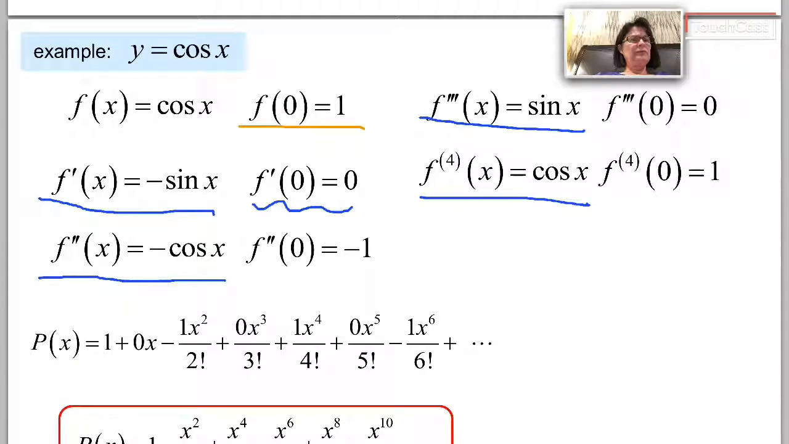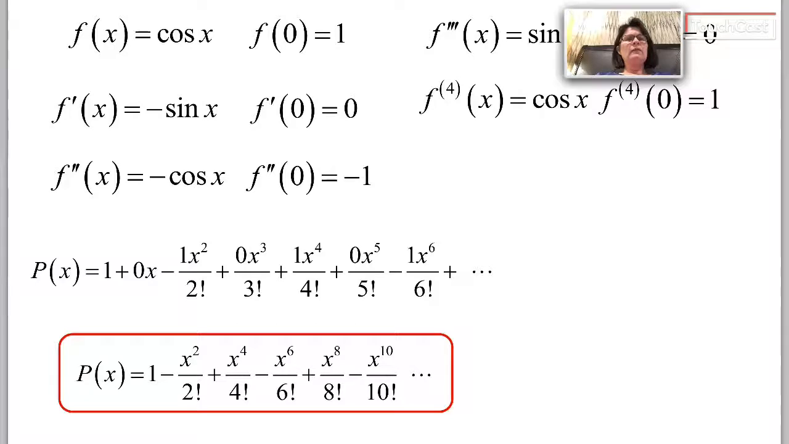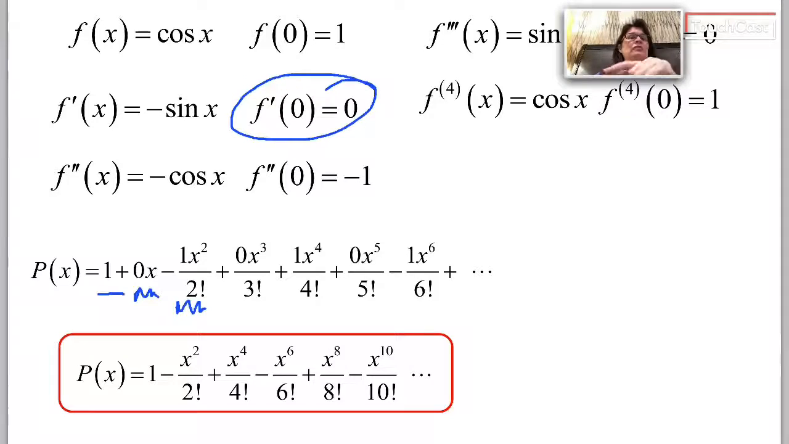I think this slide goes further. Look at that. Okay, so I'm going to start writing. This is f of 0, which is 1, plus f prime of 0, which is 0. So the coefficient that's going to multiply my x to the first term happens to be 0. I've got my second derivative evaluated at 0 is negative 1. So that's why I have a negative 1 times my x squared factor divided by 2 factorial.